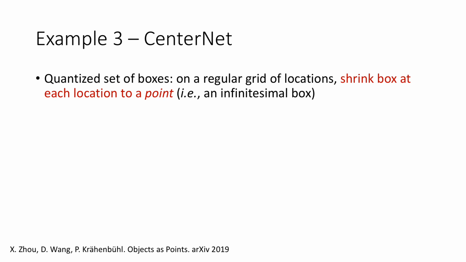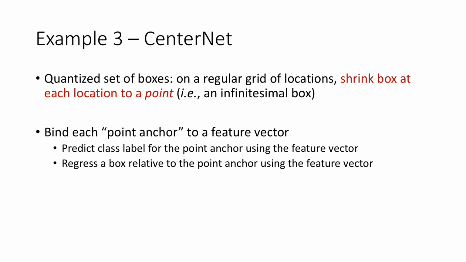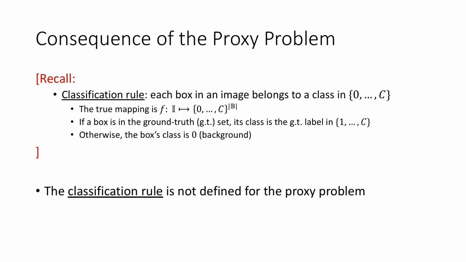More recent detectors, like CenterNet and FCOS, predict boxes from a finite set of points. From the perspective in this talk, we think of these points as infinitesimally small boxes, and we refer to them as point anchors. Each of these point anchors is associated to a feature vector that is used to predict class labels and perform regression in a similar way as RetinaNet. I hope these examples provide context about why so many detection models share the classification and regression design motif. I also want to note that this existed well before the modern deep learning era, because it's a fundamental consequence of adopting the quantize and regress proxy problem.